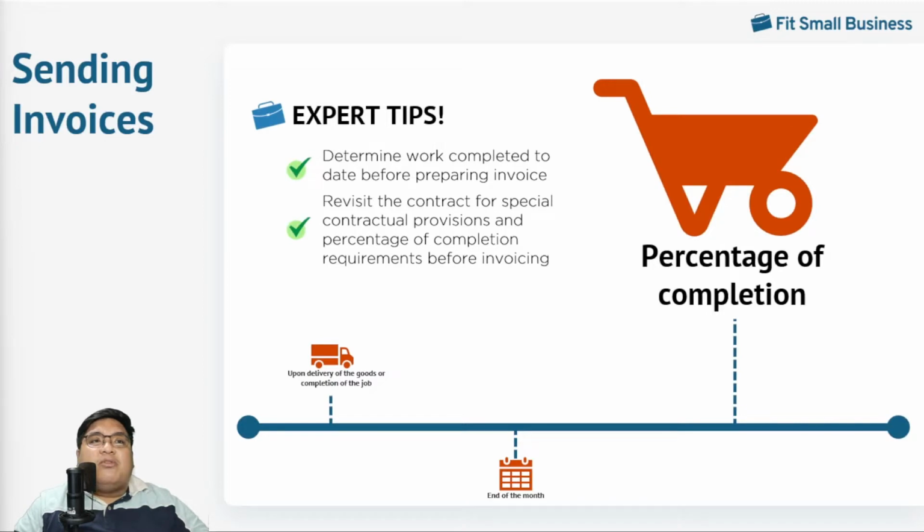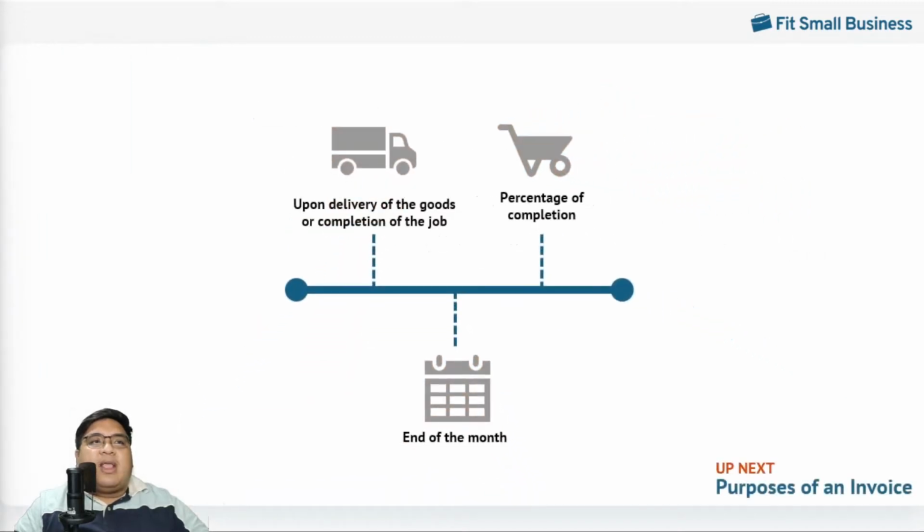While this is common for construction companies, sending invoices at percentage of completion helps your business get extra cash flow as a long-term contract or project is being performed. For example, you can invoice a client once the completion rate is 25%. So these are the three ways of sending invoices.